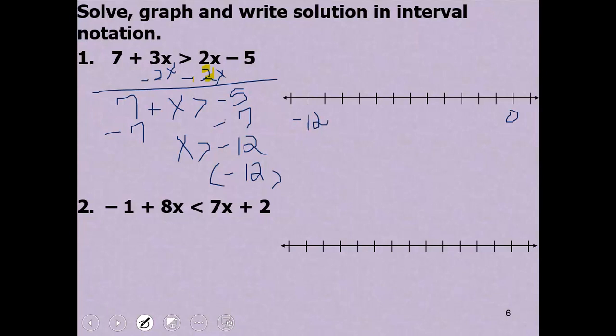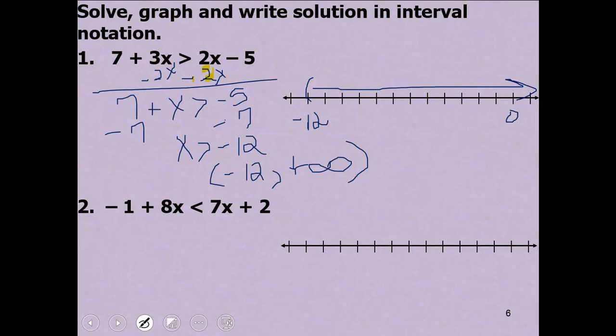I'm going to use a parenthesis here because my inequality does not have the equal sign part with it. And then it's greater than, so I want everything to the right. Whenever we use everything to the right, that means in interval notation we write plus infinity. Okay, negative 12 comma plus infinity. These are all numbers greater than negative 12.